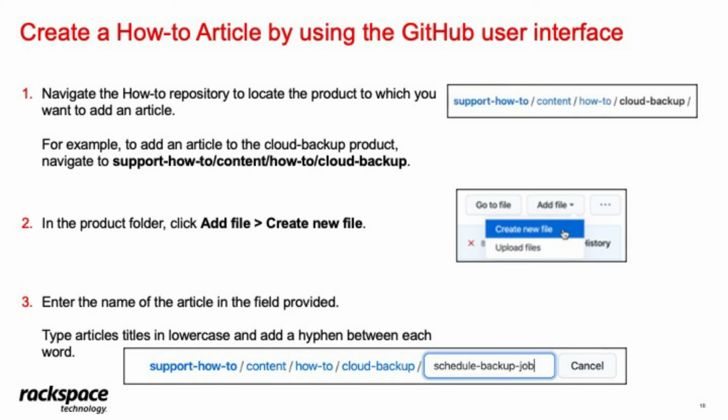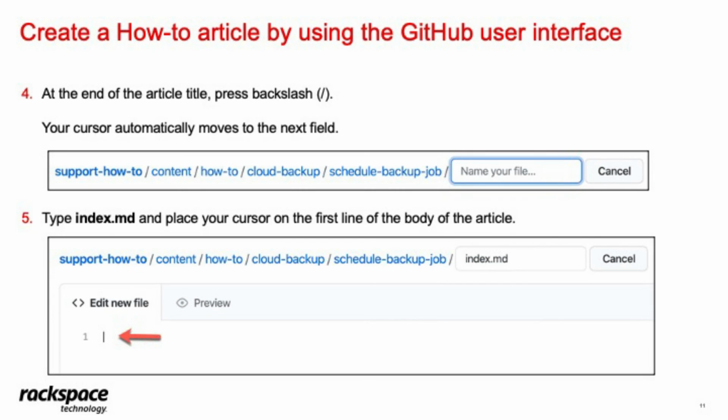That was fun, right? Now let's check out how you can do the same thing through the Git GUI. In this case, we'll create an article about scheduling a cloud backups job. In your browser, go to Git and choose the Support How-To repo. Click the Content folder, the How-To folder, and then the folder with the product you need. Then click Add a File and Create New File. Finally, enter the title of the article, all lowercase with hyphens between the words. Now add a backslash after the article title and type index.md in the new text box.